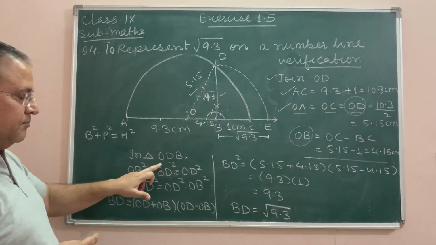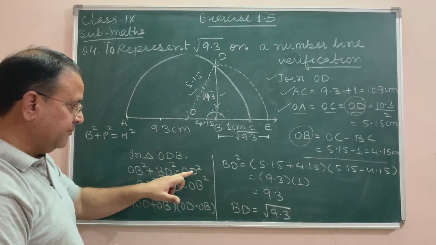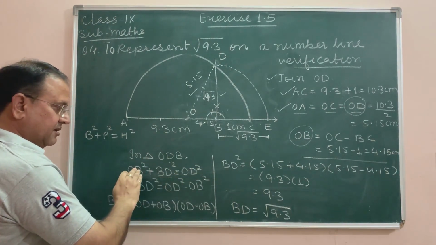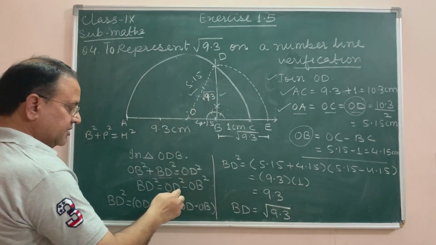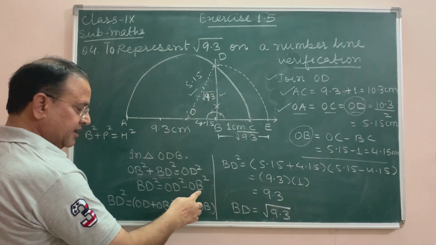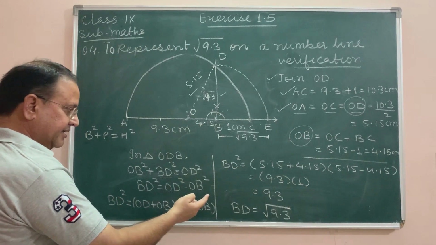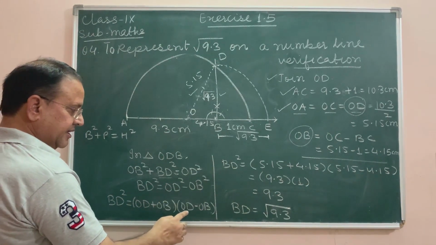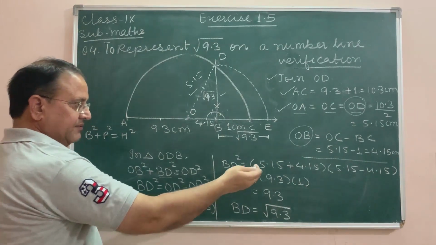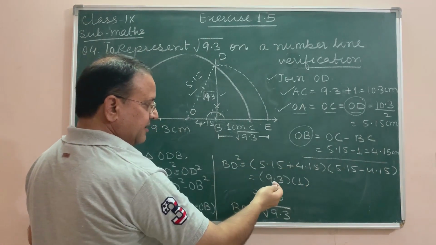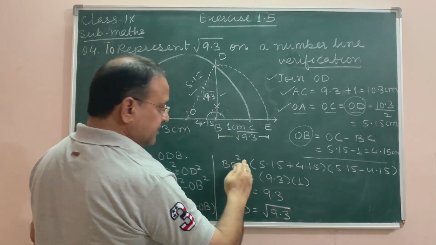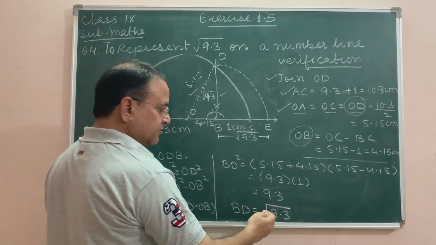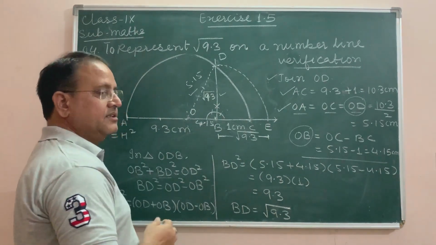Then in this triangle we will use Pythagoras theorem: base square plus perpendicular square is equal to hypotenuse square. But we have to find the length of BD, so we will transpose this to the right hand side. So OD square minus OB square. Here we will use the third identity, A square minus B square, A plus B into A minus B. Then we will put the values. It will become 9.3. The square we will transpose to the right hand side. We will get BD is equal to square root 9.3.